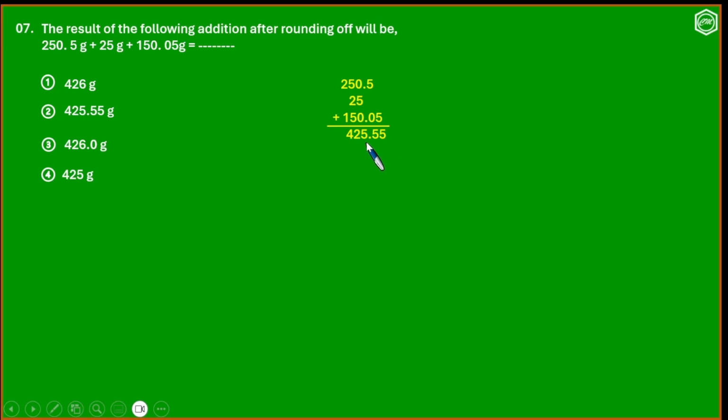So the last digit to be retained is 5, and the digit to be dropped also is 5. Since the last digit to be retained is odd, this increases by 1. So the answer should be 426. So 426 gram, that is the correct answer.